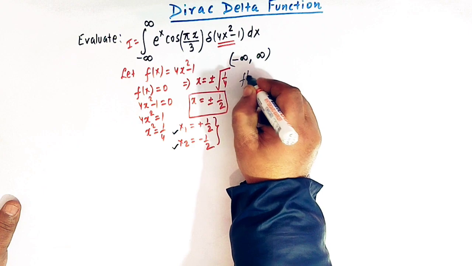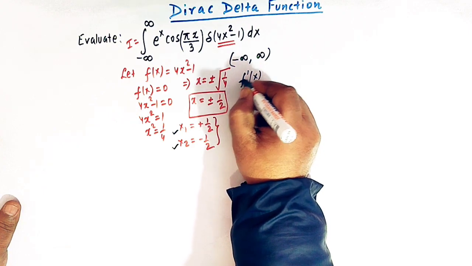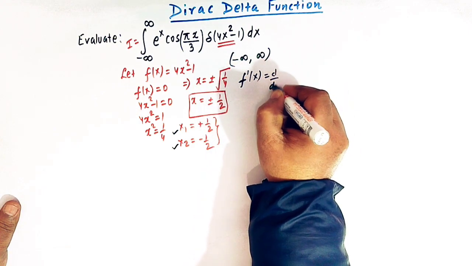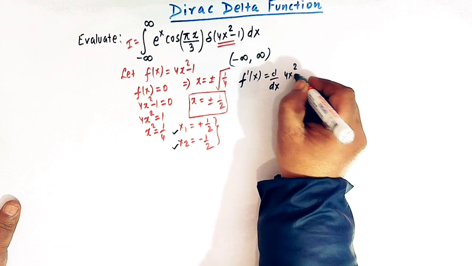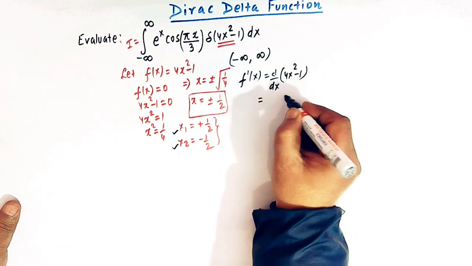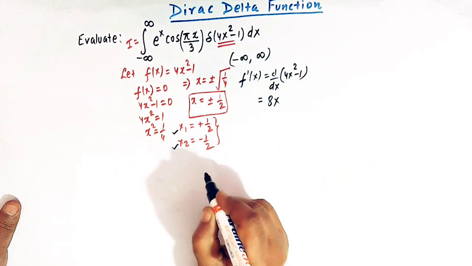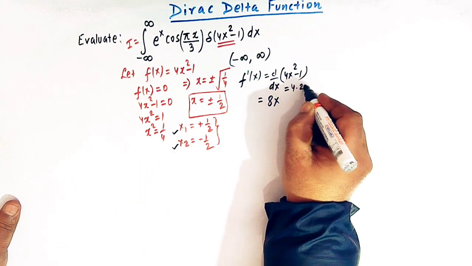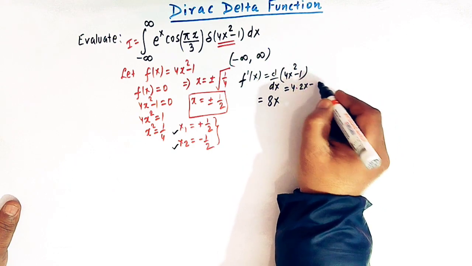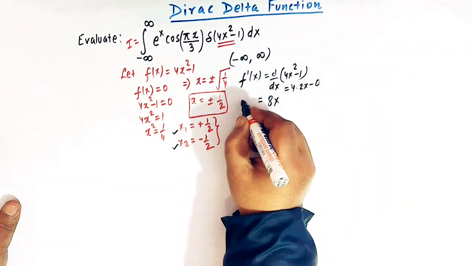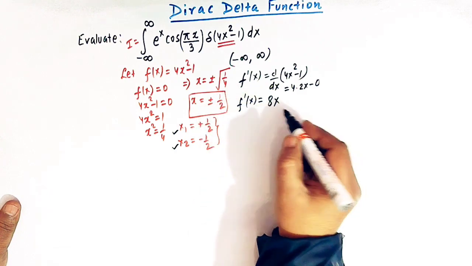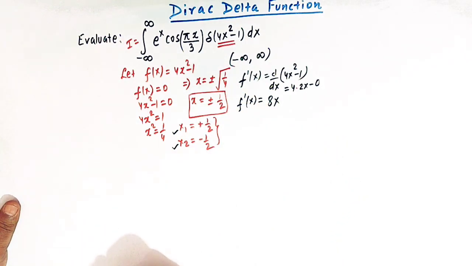So the derivative f prime of x is equal to d by dx of 4x² − 1. So this is 8x, because the derivative of x² is 2x. So we have 4 times 2x, and the derivative of 1 is 0. So we have f prime of x equal to 8x.